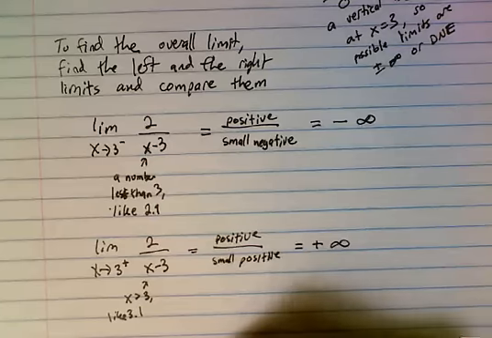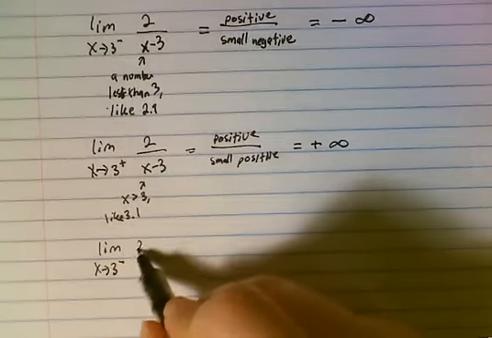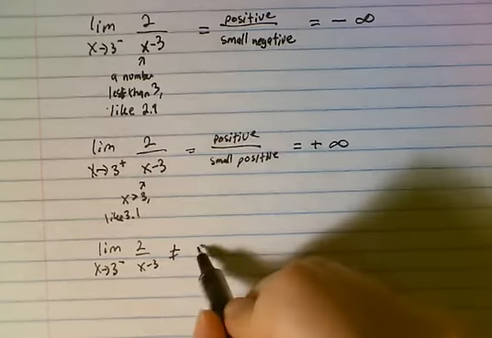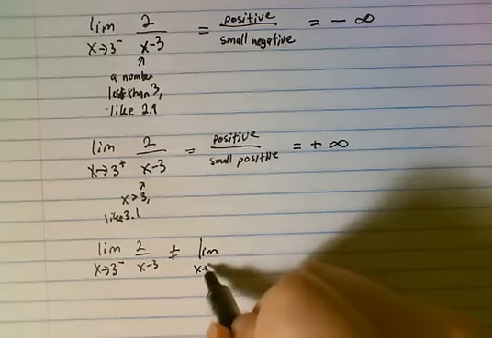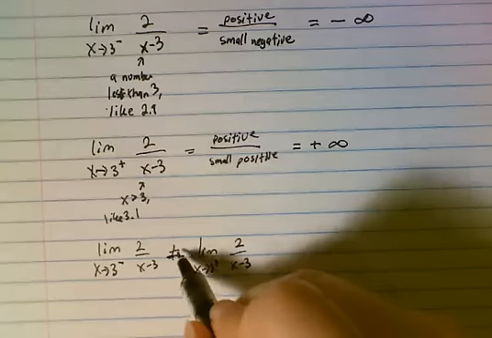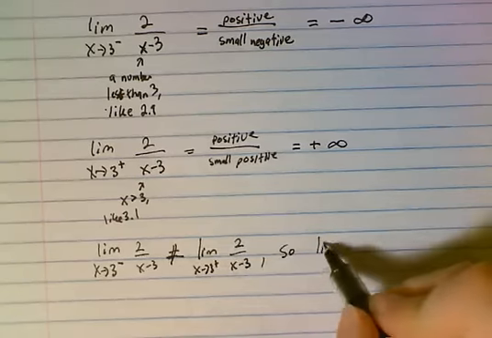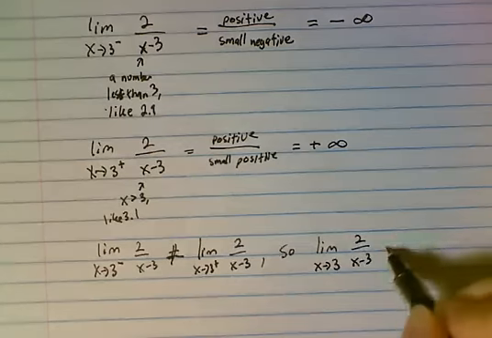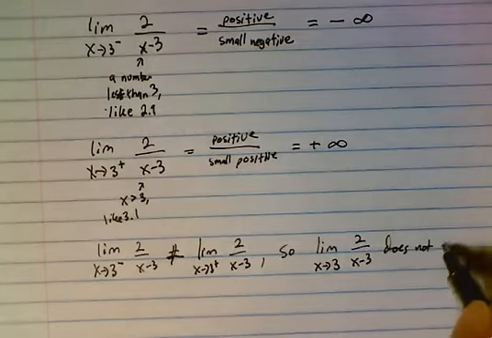Notice, though, that the limit as x approaches 3 from the left, which is negative infinity, does not equal the limit from the right, which is positive infinity. So the overall limit does not exist.